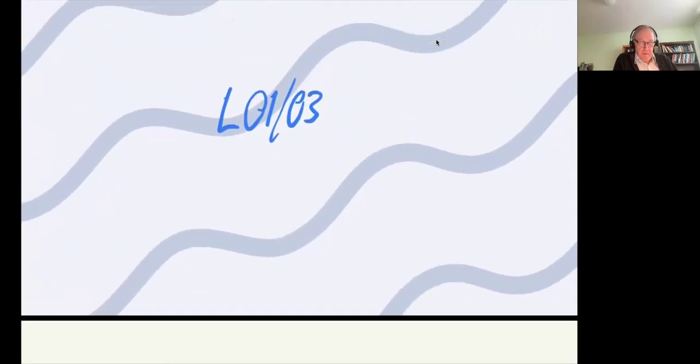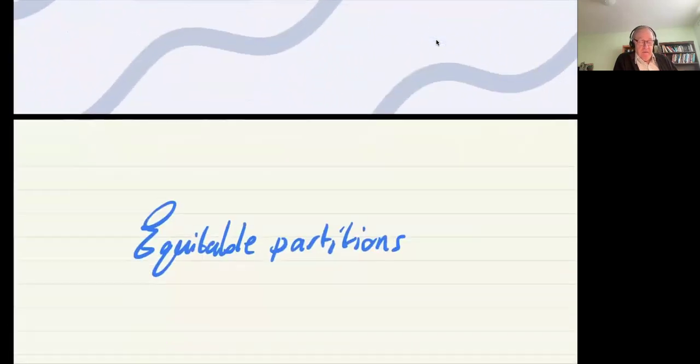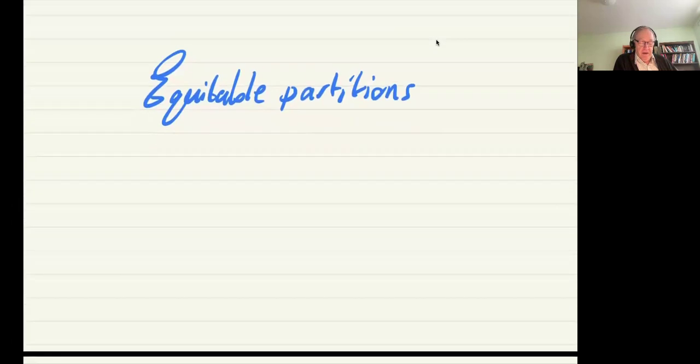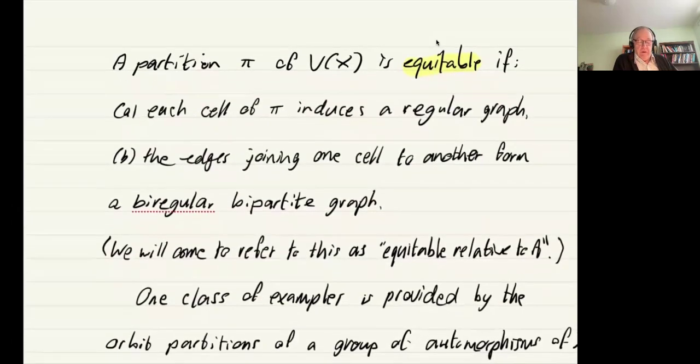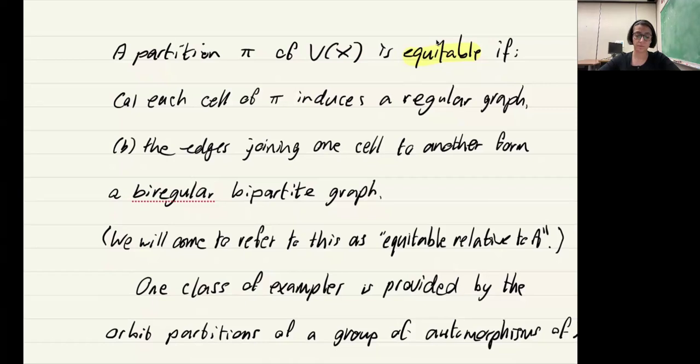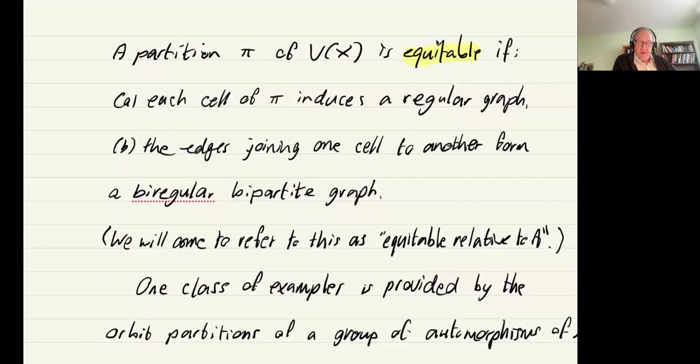So we're going to talk about quantum homomorphisms, but not right now. I need to go back and cover a topic in algebraic graph theory, namely equitable partitions. Okay, so I'm going to give you a definition and some examples, and a little bit of the theory. So we'll be dealing with partitions of the vertex set of a graph. I'm going to change the definition a bit later on, but for the moment, the simplest case, we'll say the partition is equitable if each cell of the partition induces a regular graph.